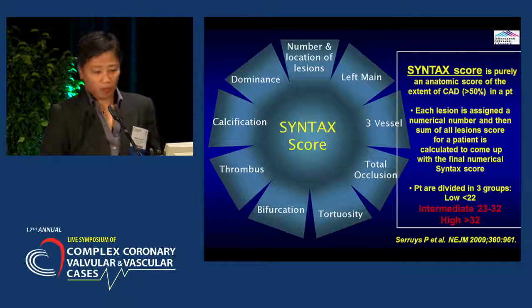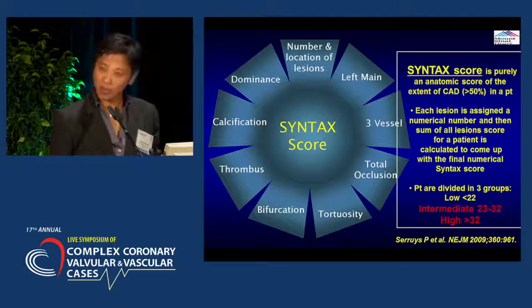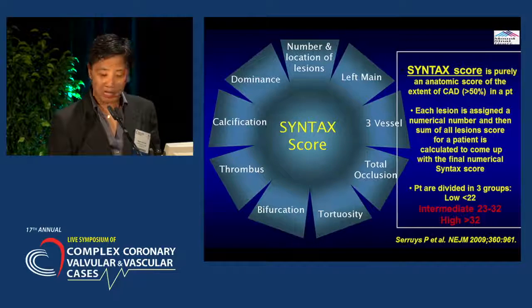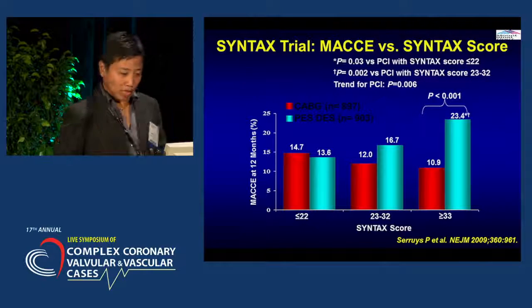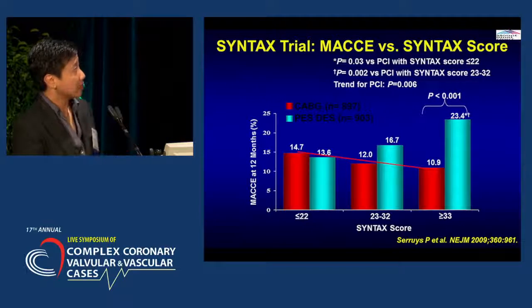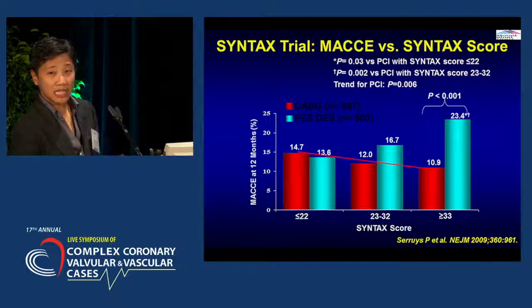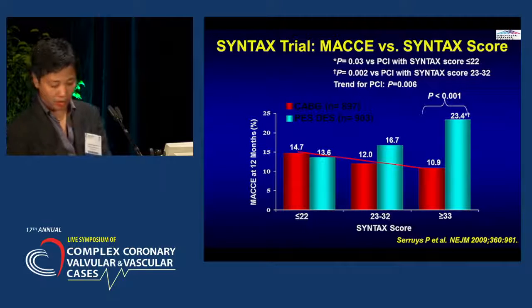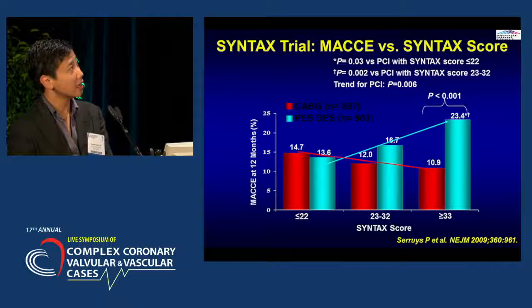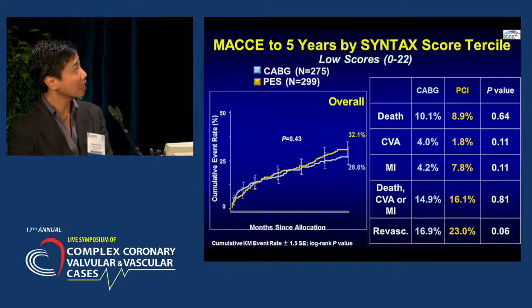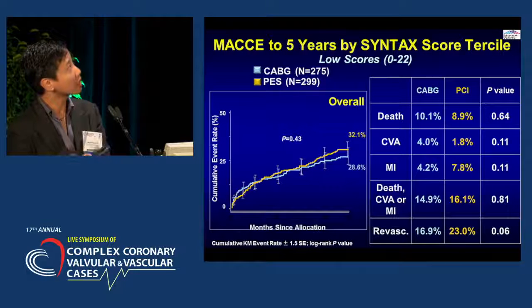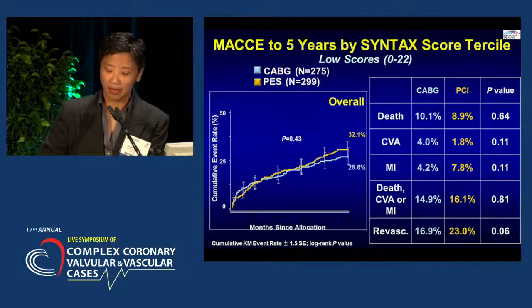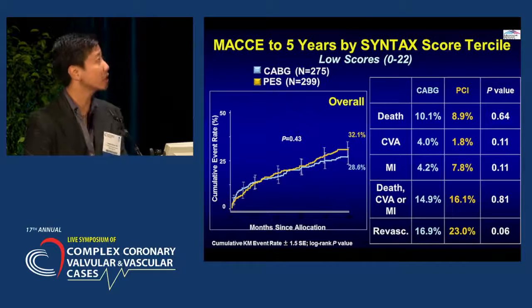So we divided it into 3 groups. Low SYNTAX score is less than 23, then intermediate and high risk. These are the ones we're going to focus on: 23 to 32, and a high SYNTAX score is more than 32. This slide is just showing that PCI is better with low SYNTAX score patients, and worse the higher the SYNTAX score; bypass is better. So they are inversely proportional to each other. And look at how significant the p-value is. They just broke it down into different groups. You see the major adverse cardiac and cerebrovascular events: CABG performs better the higher the SYNTAX score is.